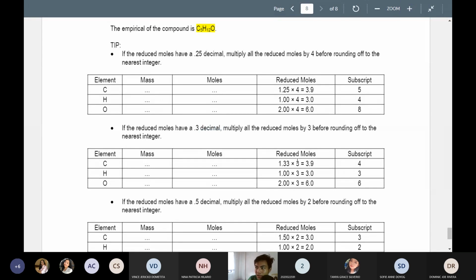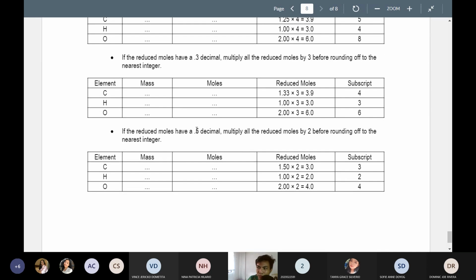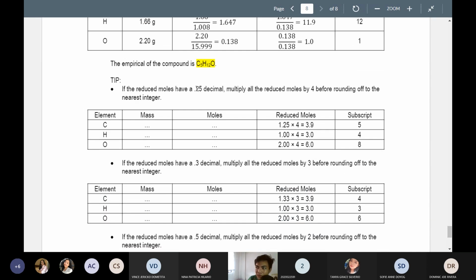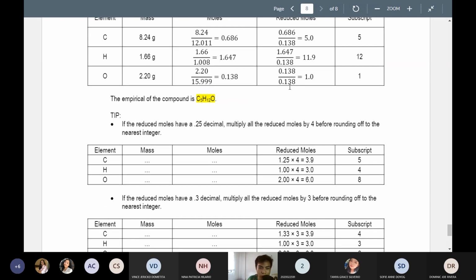Okay, ang naalala ko lang kasi that time nung dinidiscuss ko yun, yung 0.3 pati yung 0.5. Diba pag 0.3, times 3 lahat, no? Para maging integer. Tapos kapag 0.5, times 2 lahat para maging integer. Pero, there are cases na 0.25 yung nakalagay. So, kung nakuha nyo, 0.25 na reduced moles, huwag nyo gagawin siyang 0.3. Kasi yung 0.25, pwede yan maging integer when you multiply it by 4. Okay? So, ganun.